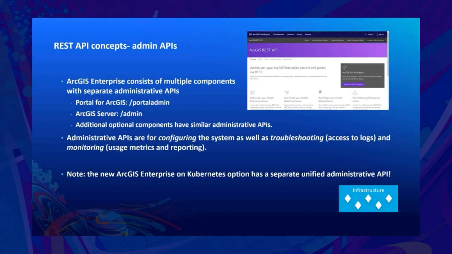Now, if you've heard of the new ArcGIS Enterprise on Kubernetes option, it does have a new and separate administrative API because it's a new and different option. So that behaves in a very different way. So thus it has a distinct API for managing it that's different from the API that is otherwise found on Windows and Linux.